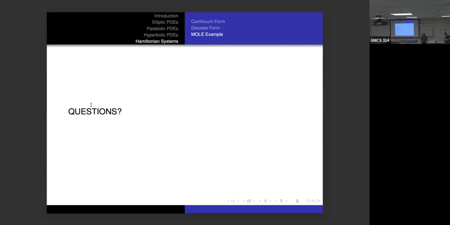So right now there is MATLAB, Octave, and C++. By the way, if you are a C programmer, you can use the C++ library. You can call that from C.